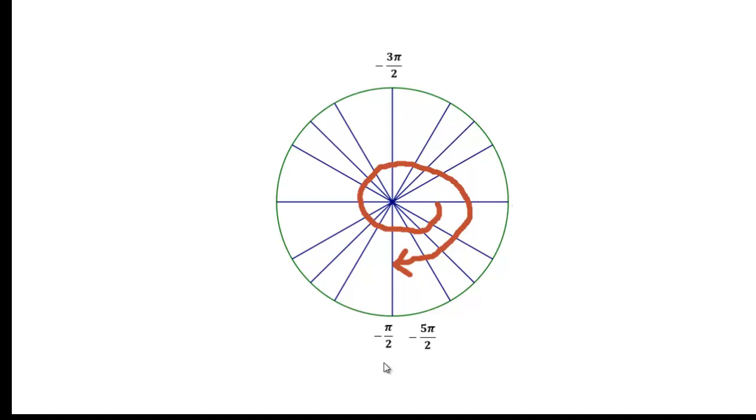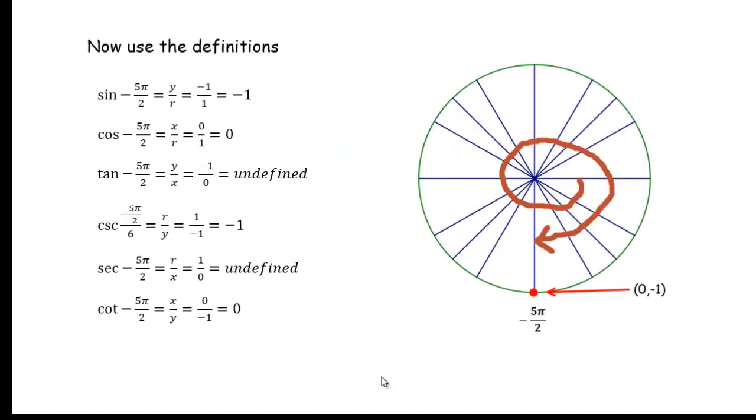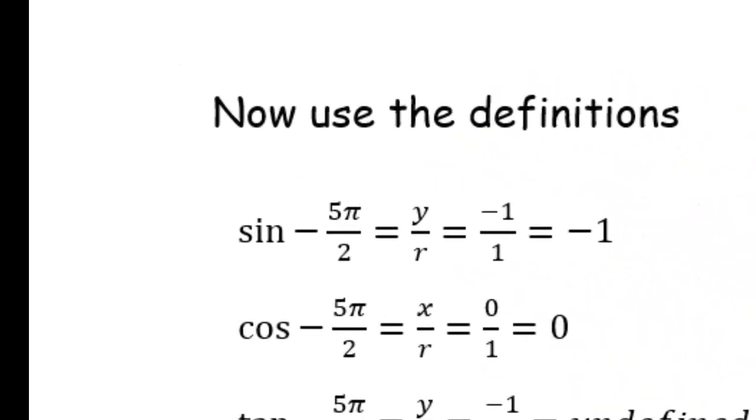The coordinates of this point right here are x equals 0 and y equals negative 1. Again, I'm on a unit circle, so the radius of that circle is 1. So my coordinates are 0, negative 1. And now the easy step, just fill in the values of the trig functions using the definitions. Here we are. Sine of negative 5 pi over 2 is y over r, negative 1 over 1.